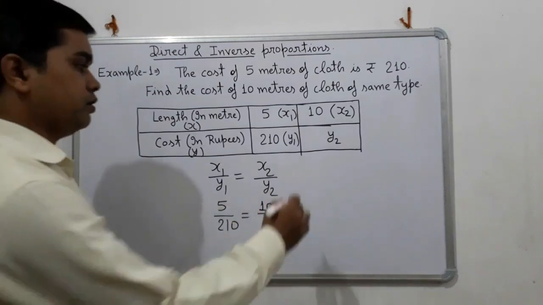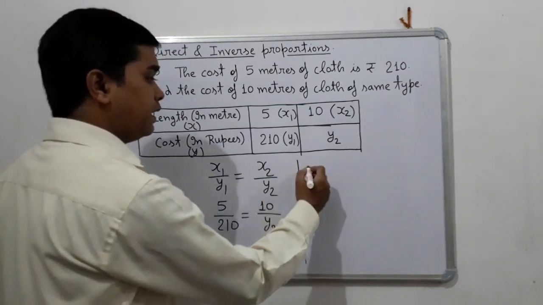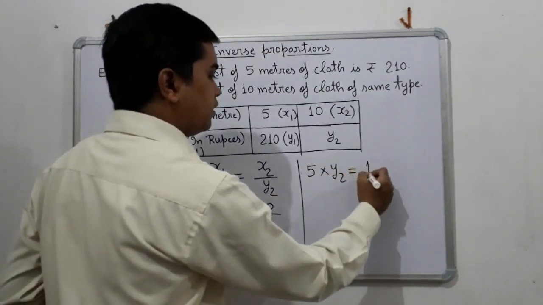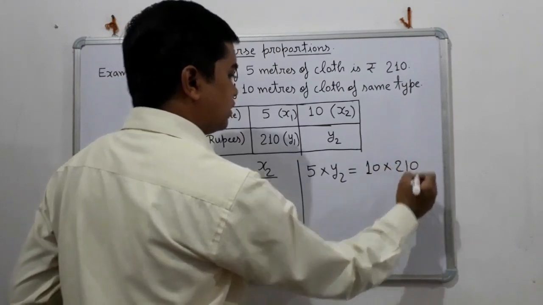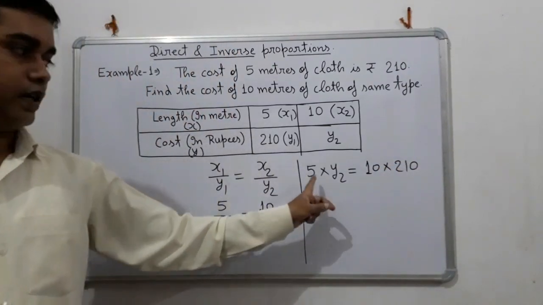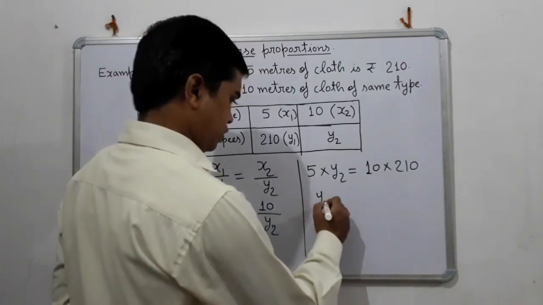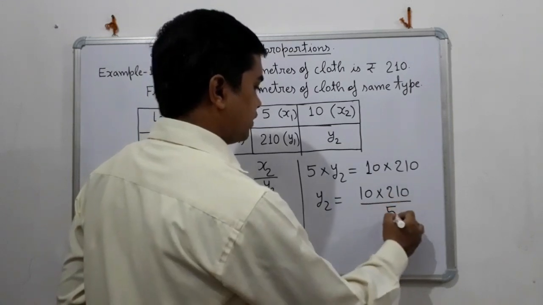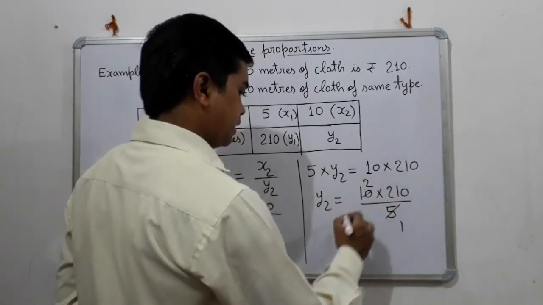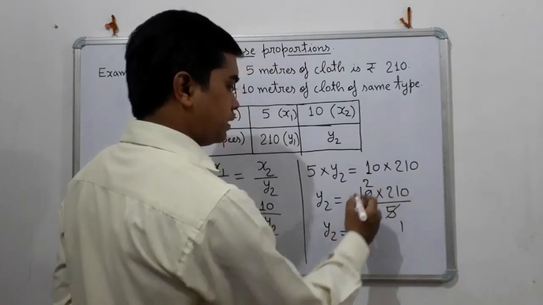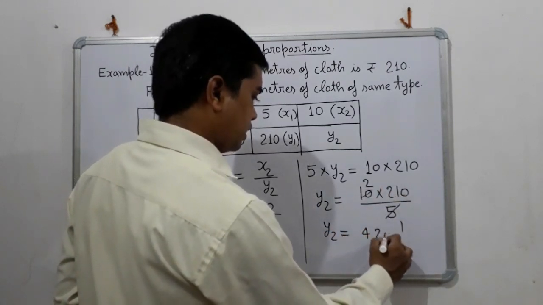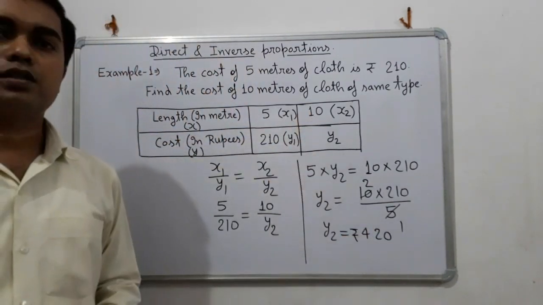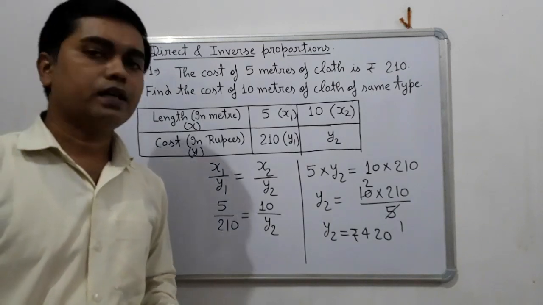Now do cross multiplication. So what will you get? 5 into y2 is equal to 10 into 210. Okay, you have to find the value of y2, then send 5 to the right hand side. So we can write it as 10 into 210 upon 5. Now simplify. 5 ones are 5, 5 twos are 10. So the value of y2 will be 210 into 2, means 420. So it means the cost of 10 meters of cloth will be rupees 420.